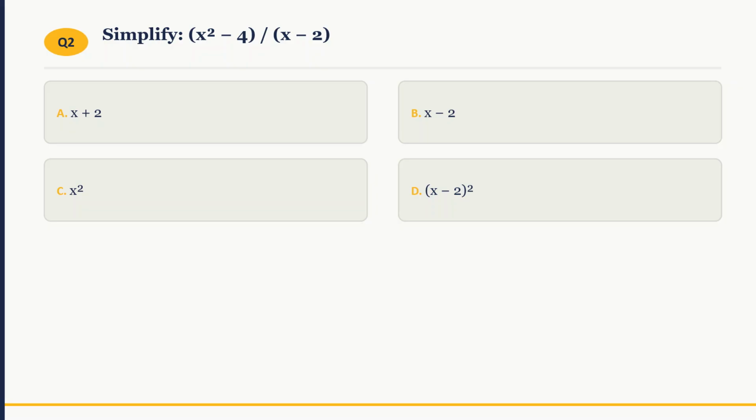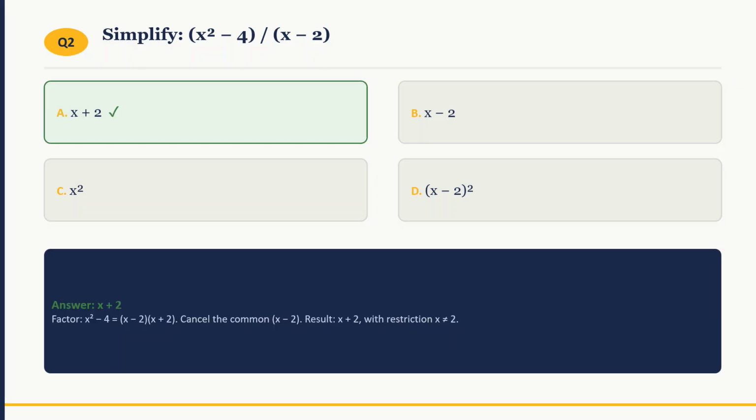Question 2. Simplify (x squared minus 4) over (x minus 2). Take a moment to think about it. The answer is x plus 2. The numerator is a difference of squares, (x minus 2) times (x plus 2). Cancel the common factor x minus 2. The simplified form is x plus 2, with the restriction x not equal to 2 from the cancelled factor. This drills the factor first habit.